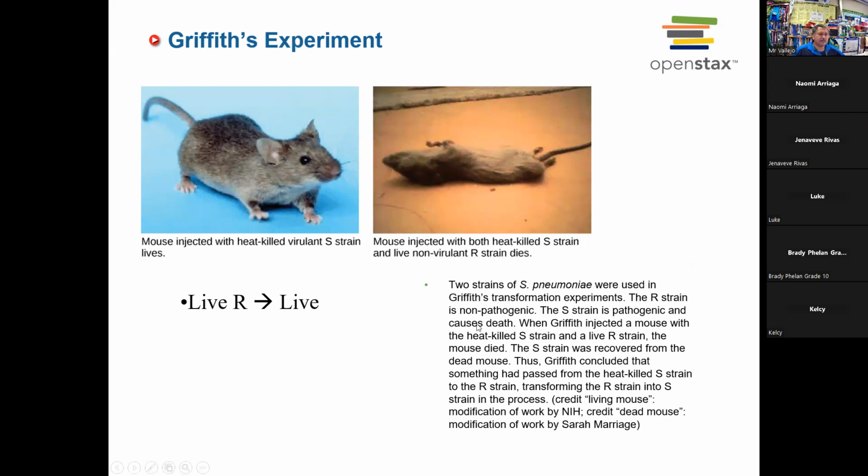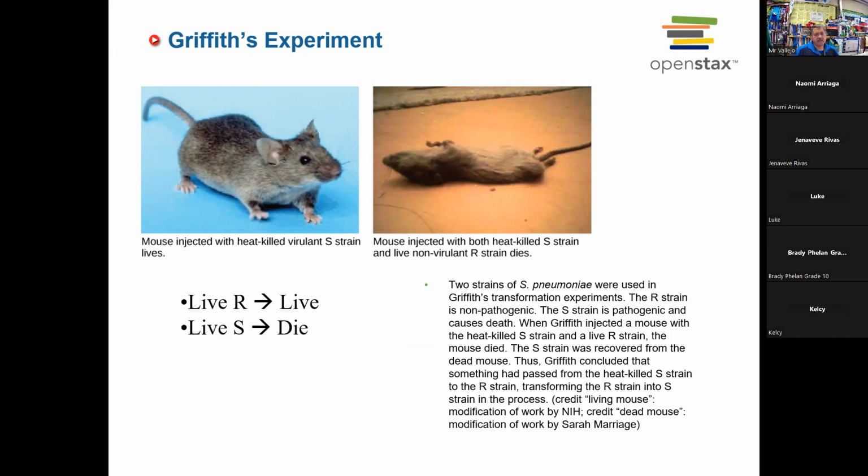Whereas if it has a capsule, and that's called the S strain, and the S strain does cause a disease. And that makes sense because if it has a capsule, then that bacterium is more likely to exist and be alive and stay. So if you take a look at the bottom left of my slide, it says live R. If you take some live R strain bacteria and you inject that into a mouse, well, it still lives. That makes sense because the R strain doesn't cause a disease.